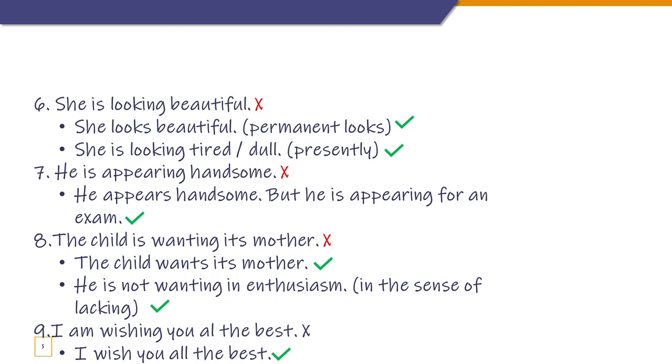Now, the next one is to do with your desires. So the child is wanting its mother. Maybe the child is crying at that point of time. So the physical action he's doing is maybe he's crying or maybe he's walking towards his mother. But you can't say the child is wanting its mother. The act of wanting is not something you do with your hands and legs or your physical body, but it's more to do with your heart. So for that reason you say the child wants its mother.